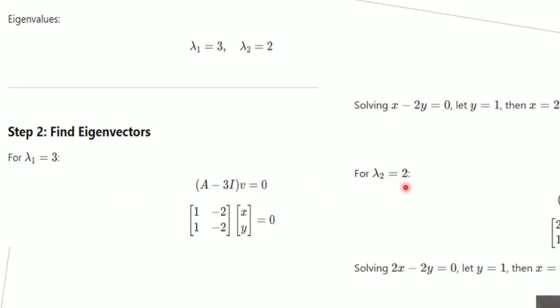For lambda 2 equal to 2, we replace the lambda 2 value: (A minus 2I) times v equal to 0. And then we get [2, -2; 1, -1] times [x; y] equal to 0. So we solve 2x minus 2y equal to 0. And then we put the y value equal to 1, then we get the x value equal to 1. So finally we get the eigenvector v2 equal to the column matrix [1; 1].